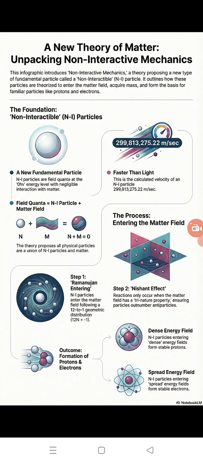How so? After the Ni particle enters and gets its mass potential, the original matter field actually splits into two parts. Okay. The first part is called the dense energy field. Let me guess, that's the positive curve geometry. You got it. The cell-occupied state. The Ni particle that settles down in this field becomes the stable, right-handed rotating proton. This field is dense, it holds and concentrates that new mass.